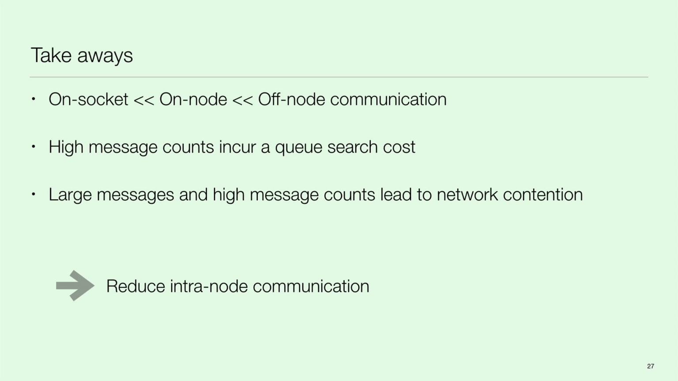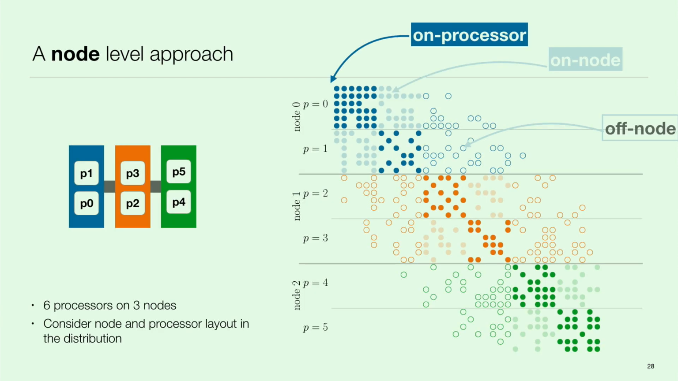Okay, there's really no surprises here, but what it does say is that we need to reduce the internode communication. Seeing if we're paying attention. Internode communication. So how are we going to do that?